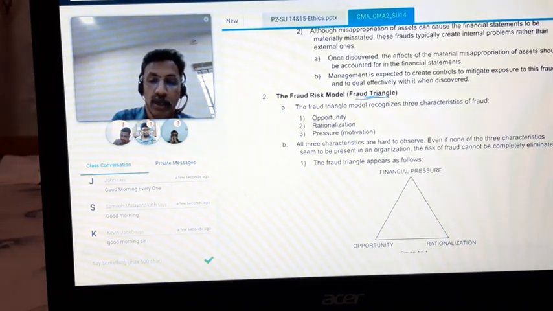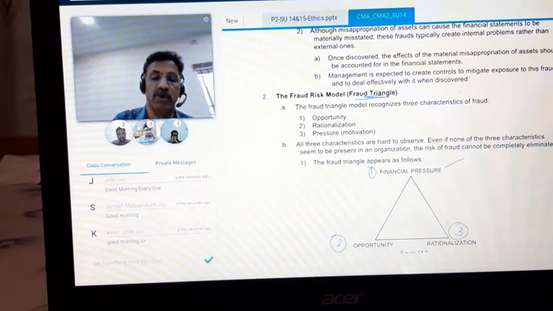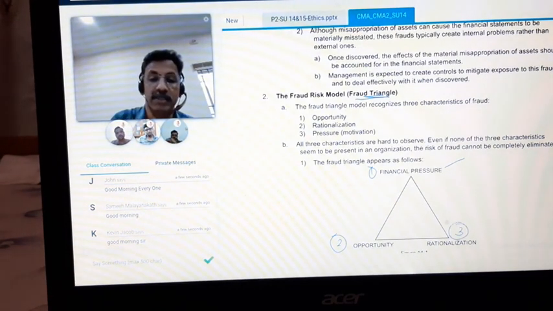So, financial pressure or incentive or motivation, that is one thing. Opportunity to commit fraud is the second one, and rationalization or justification is the third element of fraud. All these three characteristics should be present in every fraudulent situation, but they may be hard to observe. Even if none of these three characteristics seem to be present in an organization, the risk of fraud cannot be completely eliminated.